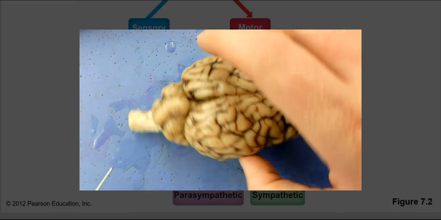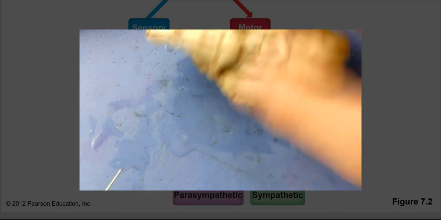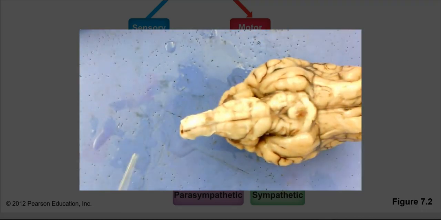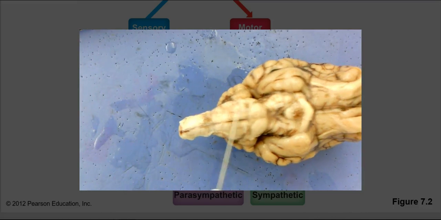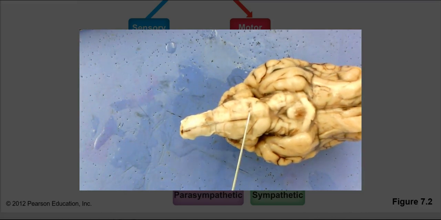Now when I move to the underside of the brain, I'm going to look at this structure right here, and this is my brain stem. My brain stem is going to fuse eventually with my spinal cord. My brain stem is divided into the midbrain, the pons, and the medulla oblongata, and we'll take a look at that a little bit later. This brain stem is going to control some of your vital functions.